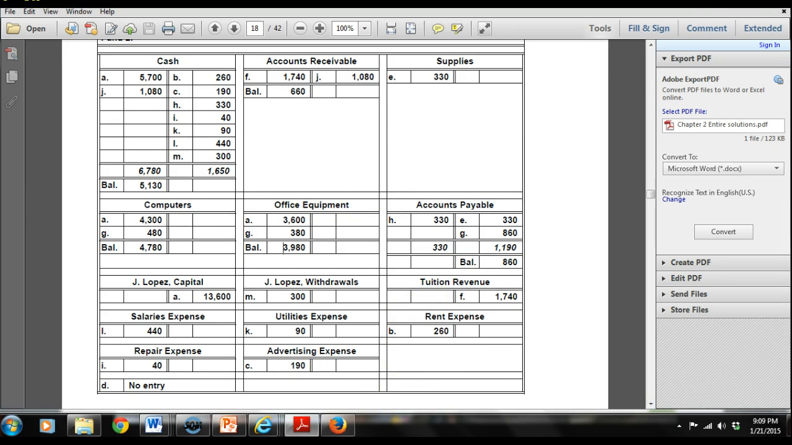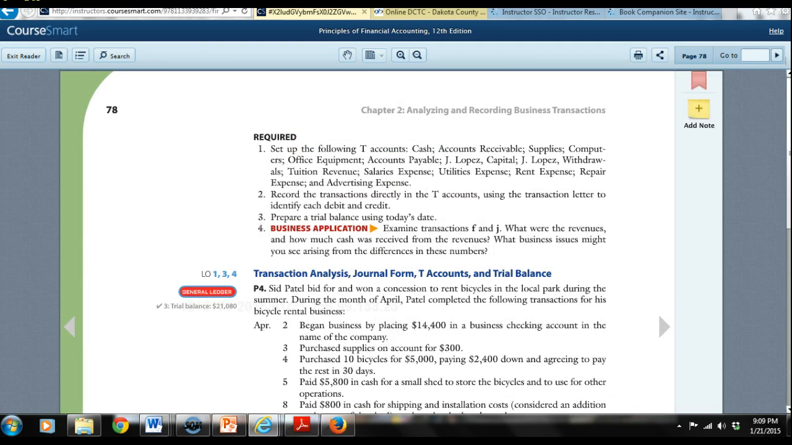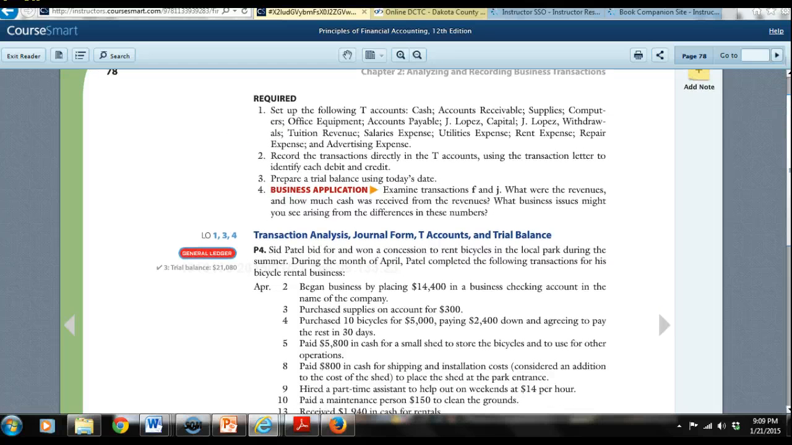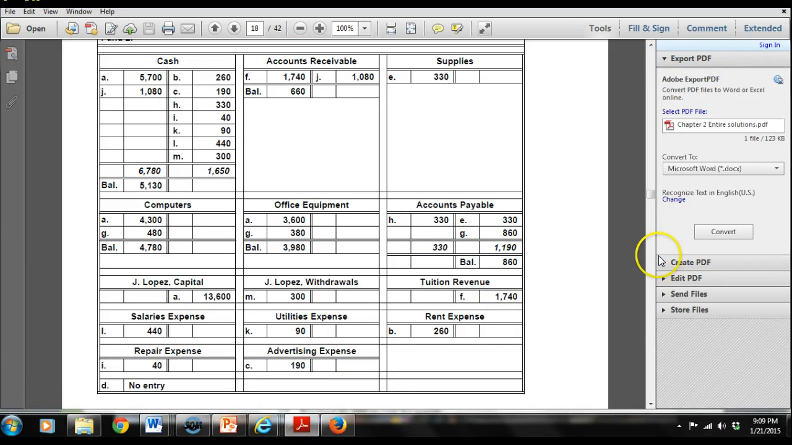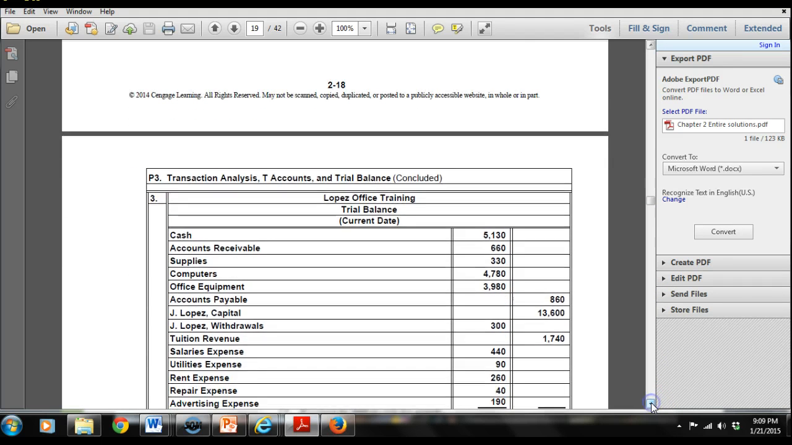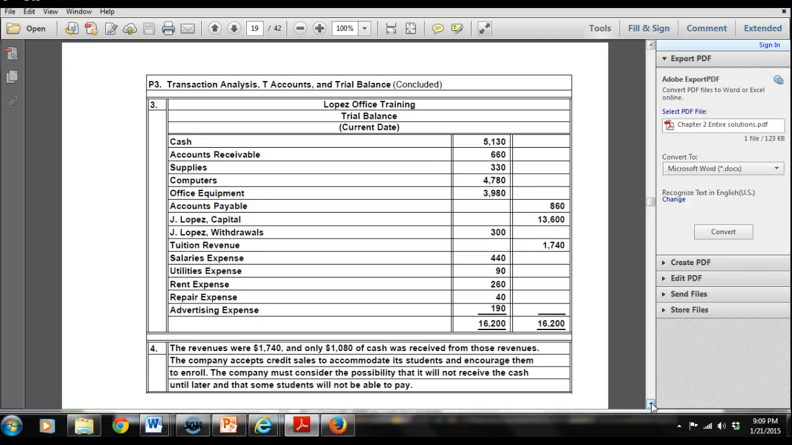Now, let's go back. Next portion tells us we recorded the transactions in the T account. Now we need to prepare a trial balance. So we are going to do exactly what we did in the last problem. Important for you to start with the title. You'll have Lopez Office Training, Trial Balance, and you'll have today's date.